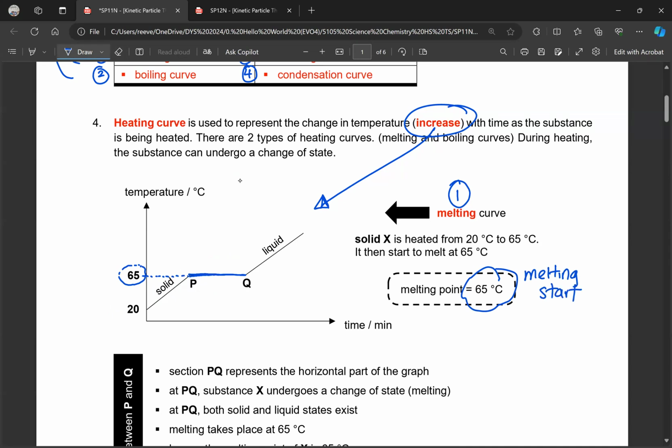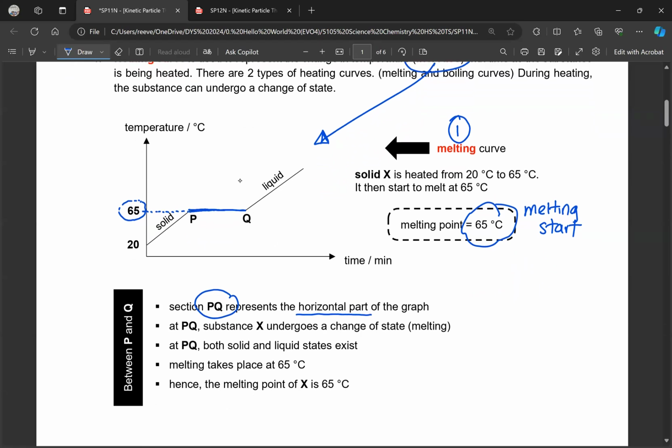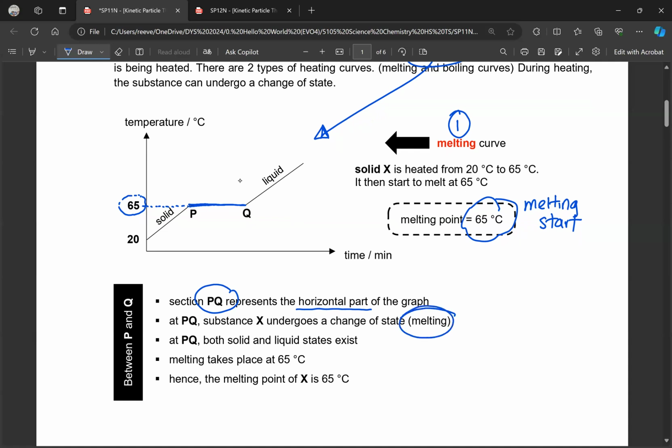In other words, at 20, the solid hasn't melted. At 30, the solid also hasn't melted. At 40, it is still solid, haven't melted. Only at 65 will the solid start to melt. We call this the melting point. That's why it's indicated on the graph as a horizontal segment. That is also the temperature at which the solid starts to melt. So I have PQ, the horizontal part of the graph. At PQ, it starts melting.